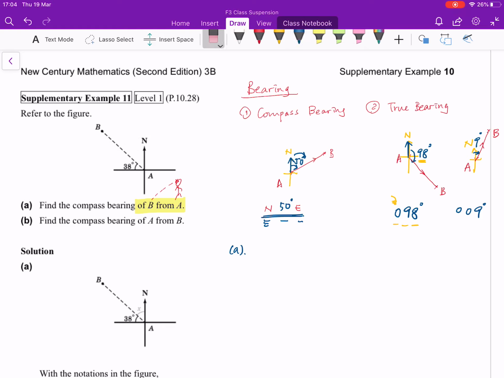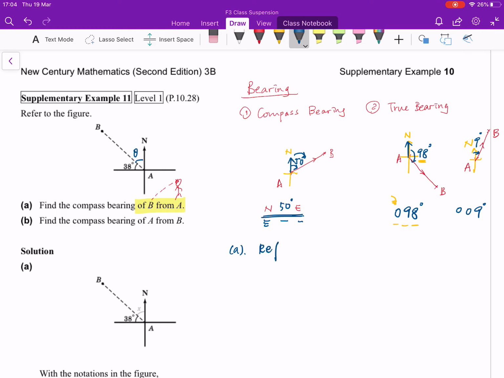One more thing. In this chapter for bearing, we focus on your calculation process and also your result instead of the reasoning. So you may skip the reasons like the alternate angles, the interior angles, or even corresponding angles. Just show your calculation is enough. You may mark down this angle as theta.